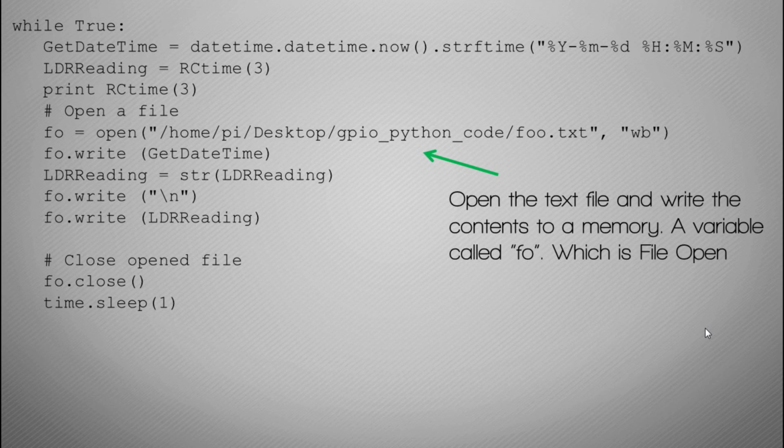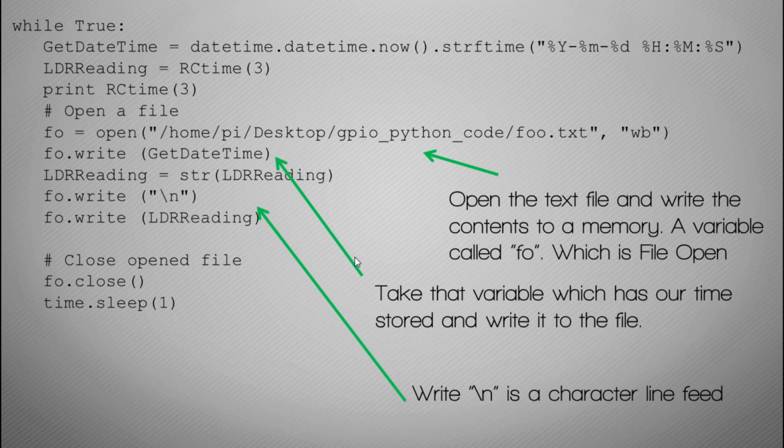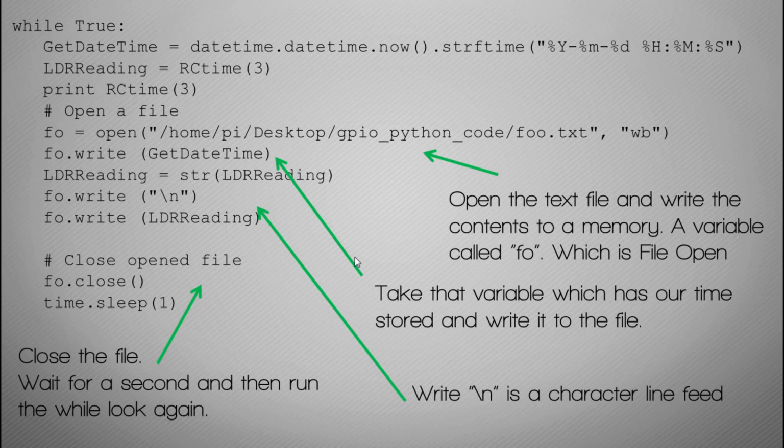Then what it will do is say get date and time, so it will read the variable from up here, and it will write that variable to that file. Backslash n is a line feed character, and that will write at the end of the file. What the base does is just enter an enter, so it goes on to the next line. And then the last line we have here actually closes that file off, saves it. It will then wait a second and then start at the top of the while loop.